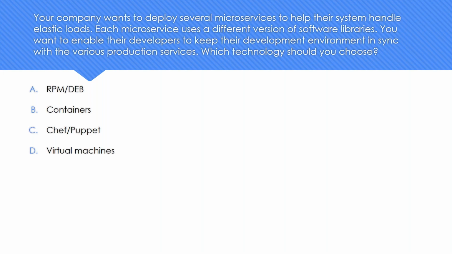Your company wants to have several microservices to help their system handle elastic load. Each microservice uses different versions of software libraries: one using Python 2, one using Python 3.6, one using Python 3.9. You want to enable their developers to keep their development environment in sync with the production service. The standard dialogue, "it works in my system, not in your production system," should be avoided. Which technology should you use?